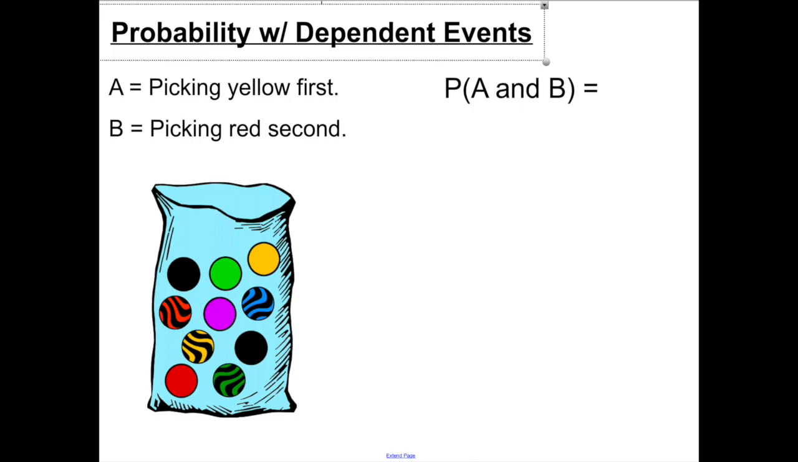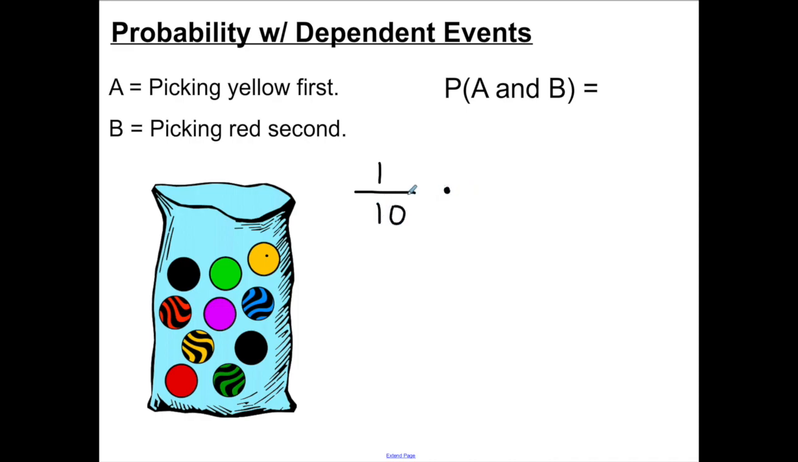Let's say that I put my hand into this jar, and I'm going to pick a random marble out of this jar. So if I'm going to pick a random marble out of this jar, what's the probability that I pick a yellow first and a red second? So the probability that I pick a yellow is 1 out of 1, 2, 3, 4, 5, 6, 7, 8, 9, 10. I have a 1 in 10 chance of picking a yellow.